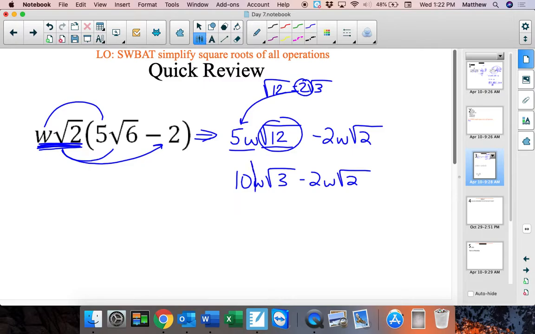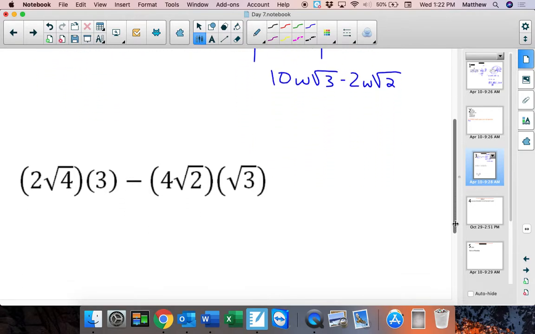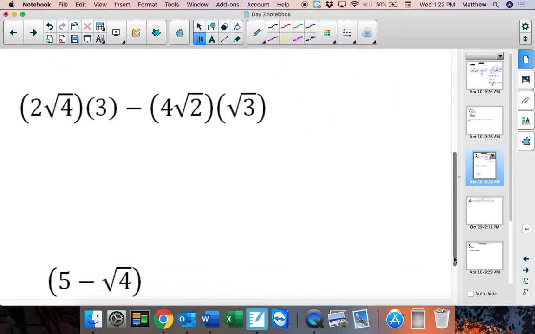Notice everything after my coefficient. Here it's a W root 3. Here it's a W root 2, so I cannot combine those, so I'm finished. So my final answer would be 10W root 3 minus 2W root 2. Again, if you have questions, definitely send me an email, or you can re-watch it. It's the benefit, I guess, of these videos.